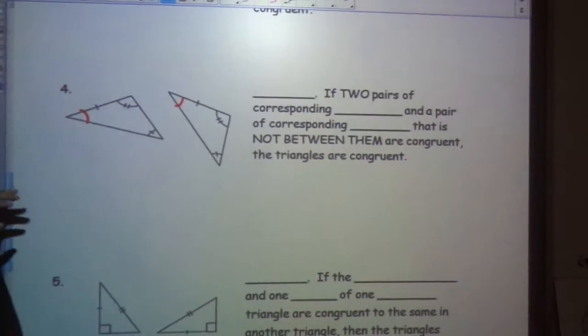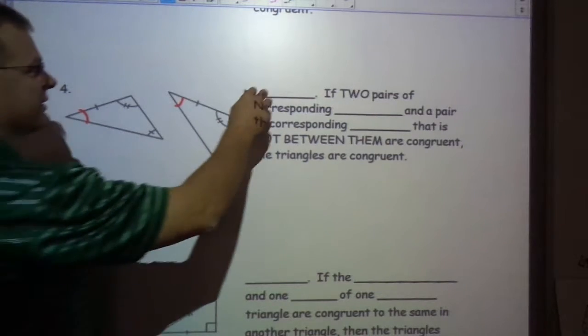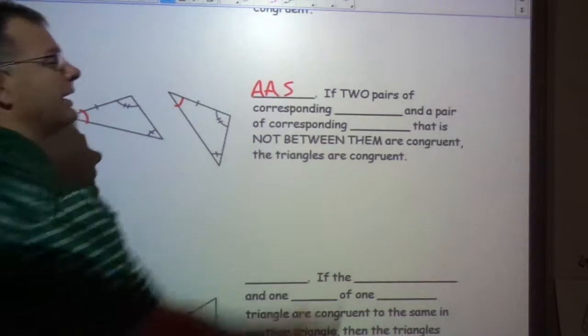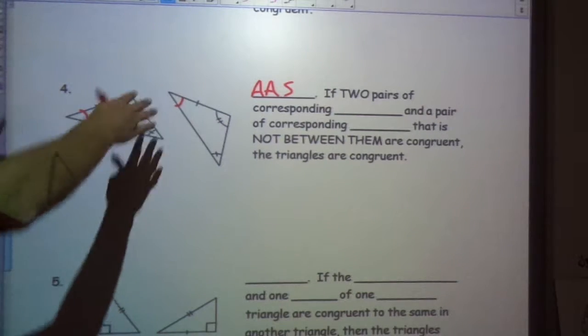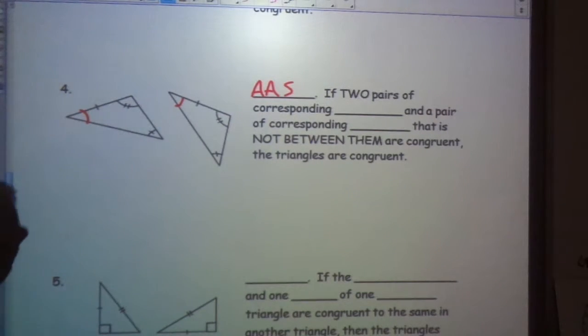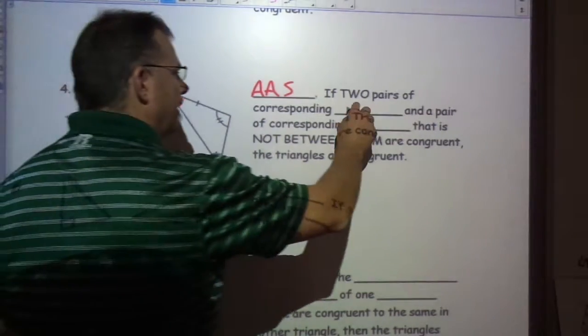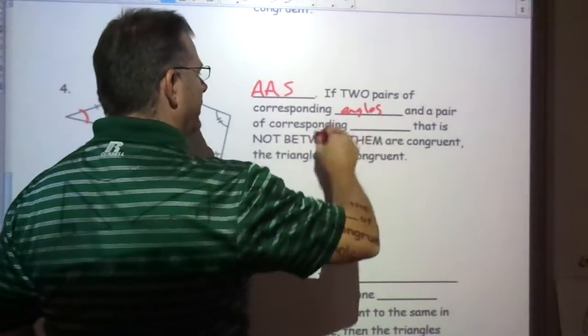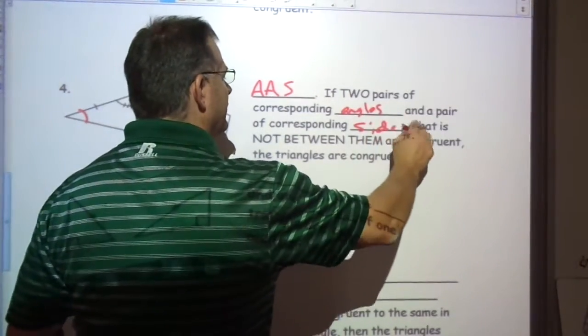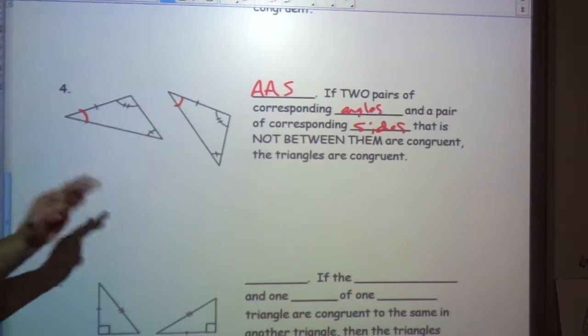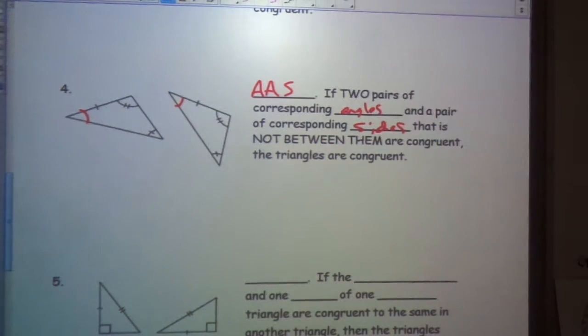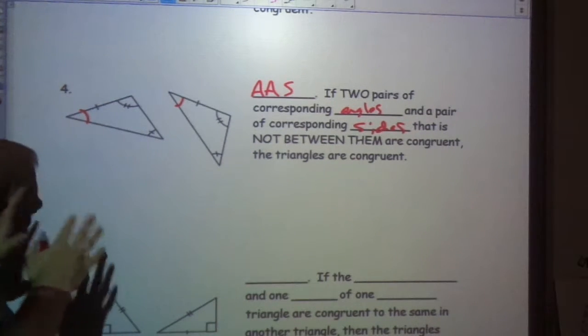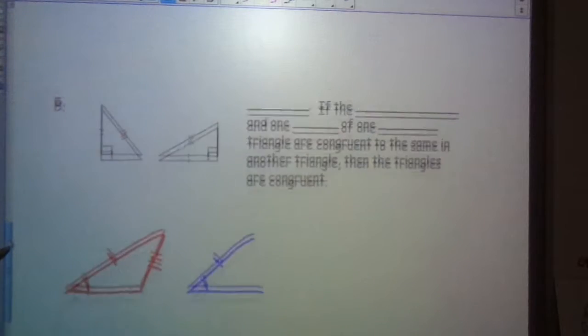Angle, side, angle. So if we start with just angle, angle, side, that's going to work because we could make it work with angle, side, angle. If 2 pairs of corresponding angles and a pair of corresponding sides that is not between are congruent, that's when it works. That's the only time it works to have something that's not in between.